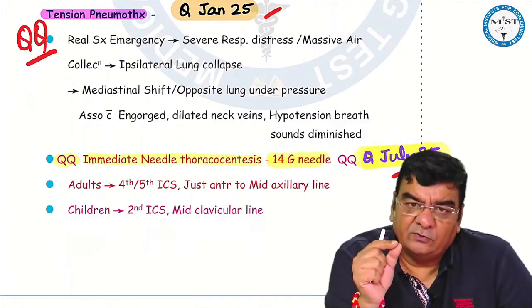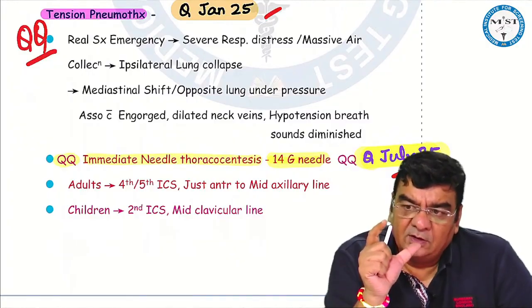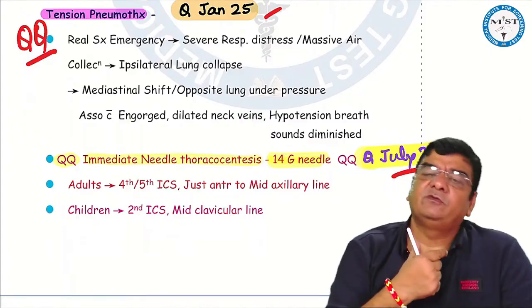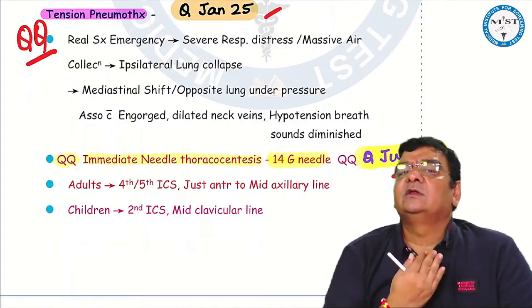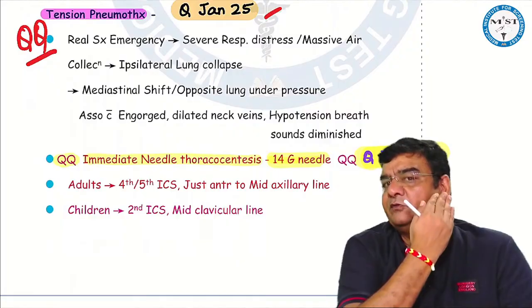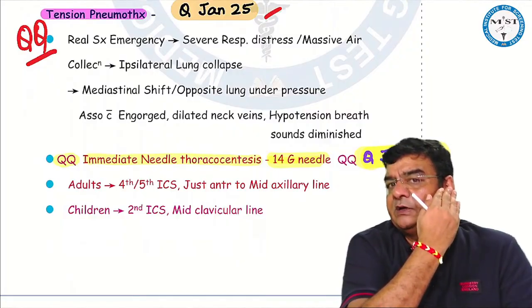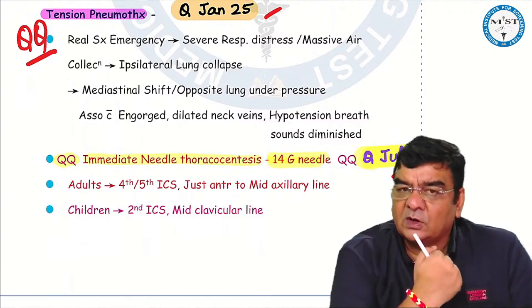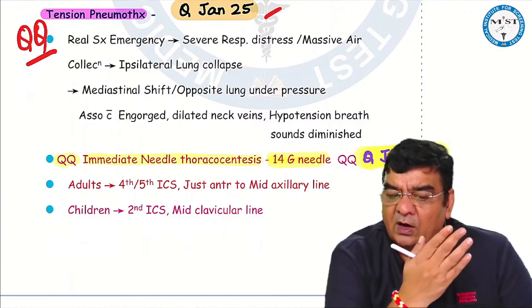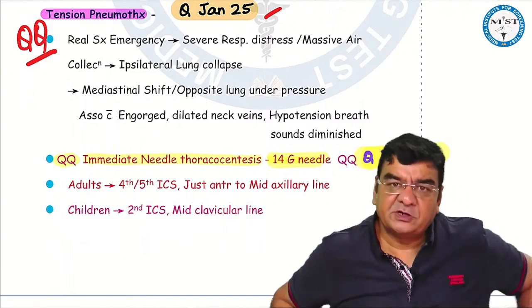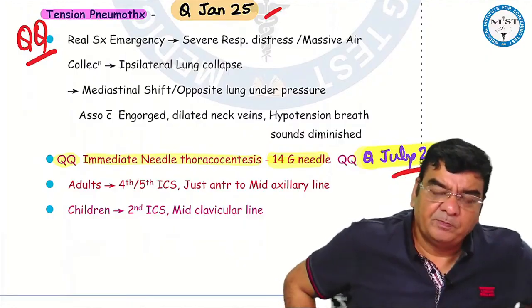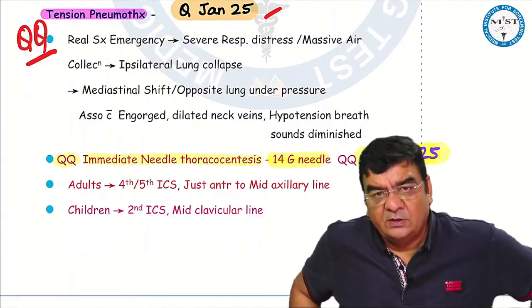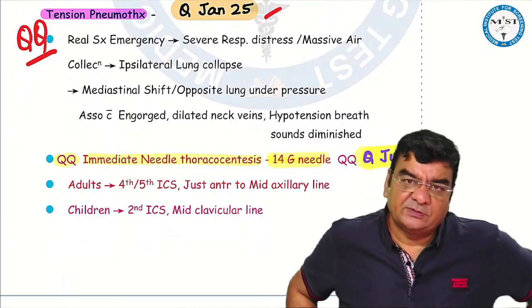In these scenarios, we find that the vena cavas are also compressed. So suppose superior vena cava is compressed, then this blood will get pooled in the neck and the facial veins, which get engorged, dilated. Jugular venous pressure will be high. Because blood is not coming into the heart properly, heart will not be able to generate sufficient pressure in the pipeline. There will be hypotension. In tension pneumothorax, heart sounds will be normal, but breath sounds will be diminished or absent.